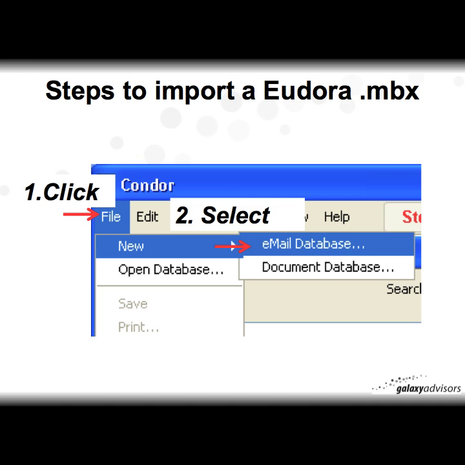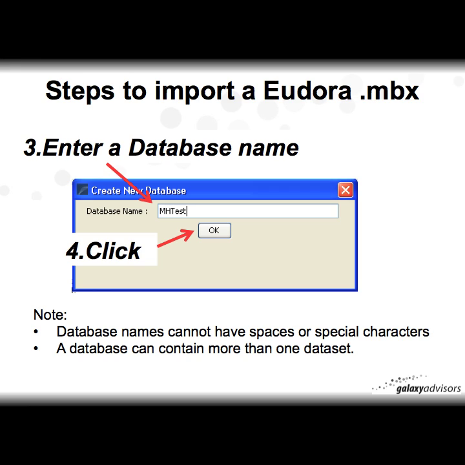The first step is to click File, New, and then select Email Database. Then enter a database name. The important thing to remember: do not use any spaces or special characters. You can use numbers. And then after you enter a name, click OK.